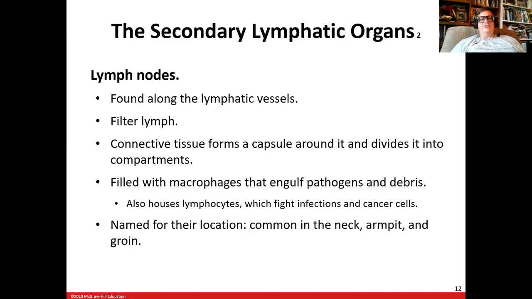Anyway, the lymph nodes are full of macrophages, the big eaters we were just talking about, that eat debris and pathogens. So it helps filter out things that shouldn't be there, and also houses lymphocytes, which fight infections and cancer cells. Again, lymphocytes are another type of white blood cells. We're talking about two types of white blood cells here. Lymph nodes are named for where they are: in the neck, the armpit, the groin. And again, that's what your doctor is feeling for if they think you have an infection.